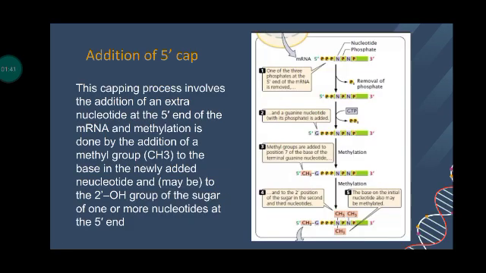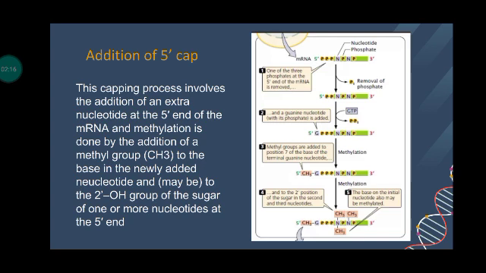This process involves addition of an extra nucleotide at the 5' end of the mRNA. This newly added nucleotide is also methylated by the addition of a methyl group. Methyl groups may also be added to the second position OH group of the sugar of one or more nucleotides at the 5' end. This methylation of sugars may or may not happen.